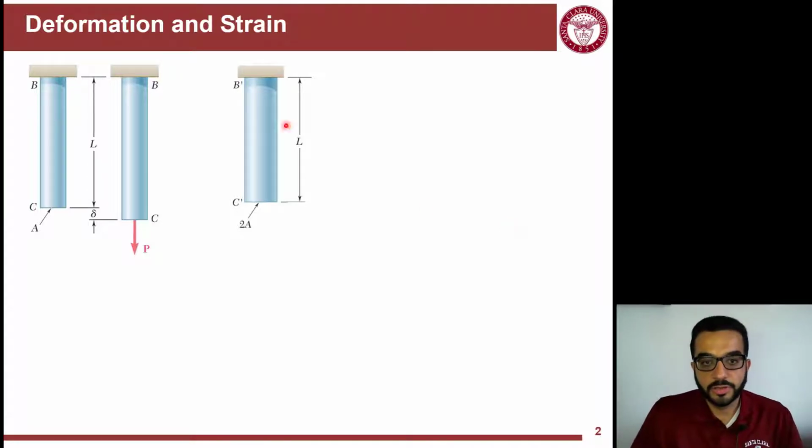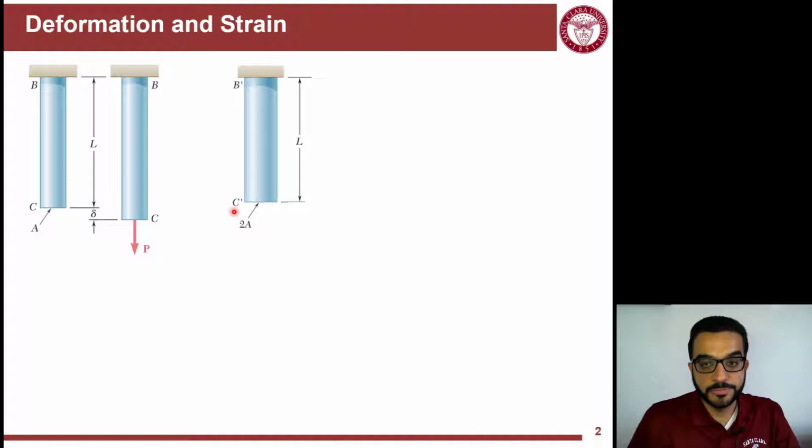If you see here on the left side, I have a bar with a cross-sectional area of A, and when it is subjected to load P, now it's under tension, so you have elongation of delta. Now the question: if I have a thicker bar of area 2A, what will be the force that we need to apply on this bar to have the same deformation of delta we had before for the thinner bar?